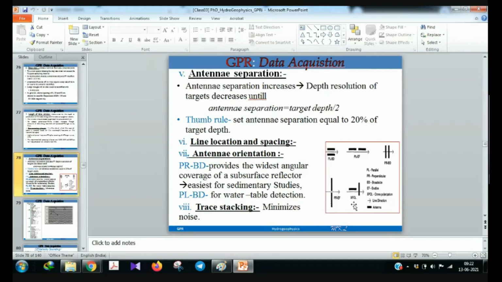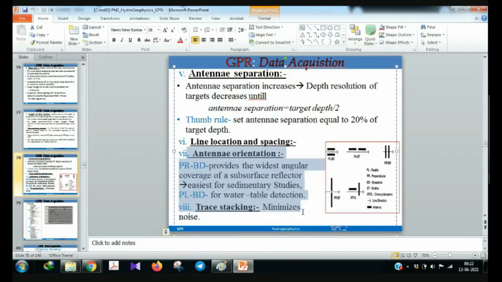Then line location and antenna orientation. For water table conditions, we generally take the broadside condition. These things are way advanced and come from the old theory of GPR. But now with commercially available equipment, you don't have to do anything. First you set the data, and then you can do the survey.